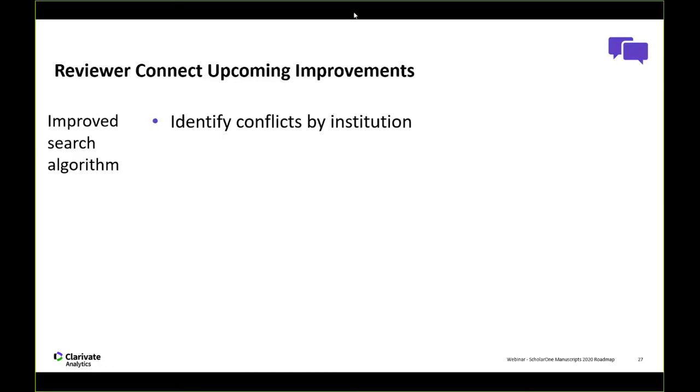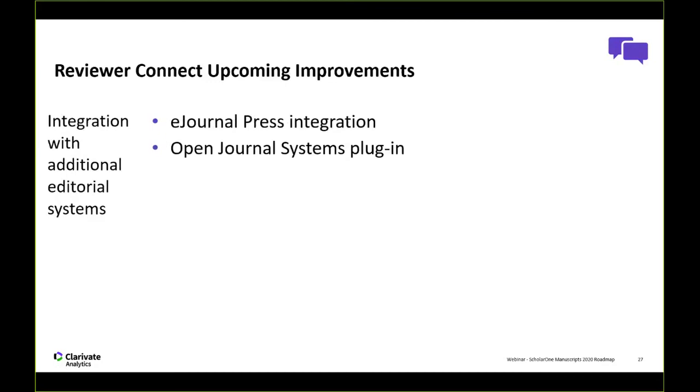And so one that we're working on in the near term is conflicts around institution. So being able to flag that within the search results and be able to filter out potential conflicts. That's one area that I know has been a long time on the backlog for reviewer recommendation tools. And then the next area is some additional integration. If ScholarOne's not the only system that you use, Reviewer Connect is already available in a number of systems. It'll soon be available in these additional systems, eJournalPress and Open Journal Systems, as a plugin.